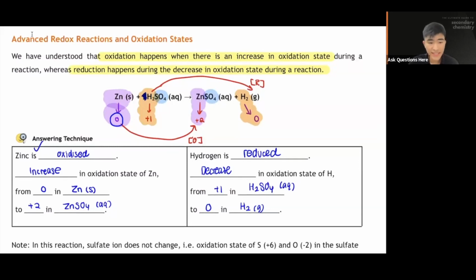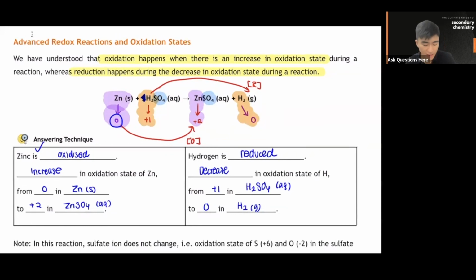So this is the answering technique required for you to score the full 3 marks for this question. In your O levels, this question will be worth 3 marks. So 1 mark to tell me correct oxidation and reduction, and 1 mark for each of the explanation. For your prelim exam or your internal exams, normally this question will only be 2 marks, because sometimes schools are very stingy on the marks, right? So they give less.